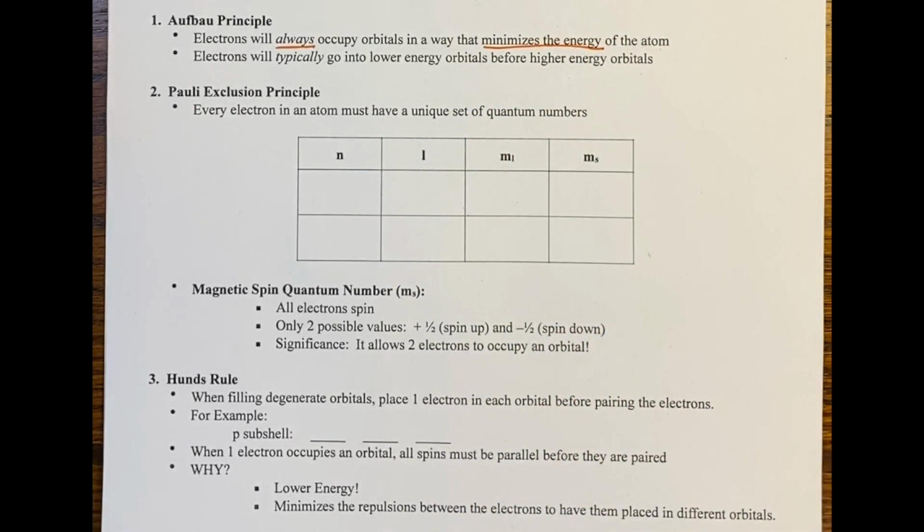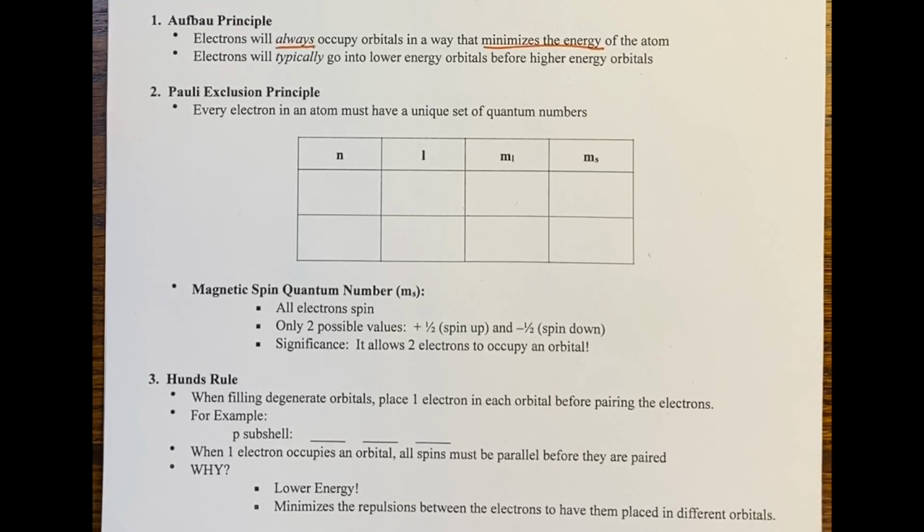Most of the time, that means that our electrons will be placed into lower energy orbitals before placing the electrons into higher energy orbitals. But anytime we have an exception to our electron configuration rules, that exception will always be in place because the result of that exception is something that does minimize the energy of the atom. And we'll get into those details a little bit later on.